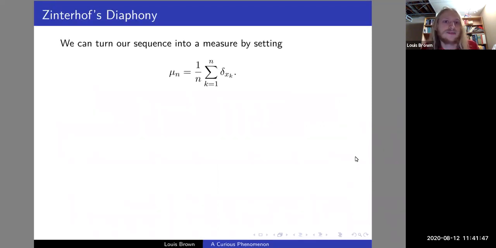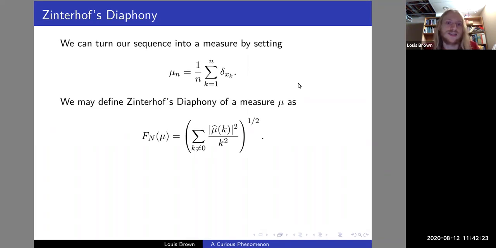Okay, now we're going to return to our proof of Pausinger's theorem, but we need to define one more thing first. So note that we can turn our sequence into a measure by setting mu sub n equals 1 over n times the sum from k equals 1 to n of delta xk. So we're just putting a Dirac measure on each of our first n points, and then we're scaling it down by n so that it's a true probability measure. It has total mass 1. Or in other words, we're placing a point mass of weight 1 over n on each of our terms in our sequence.